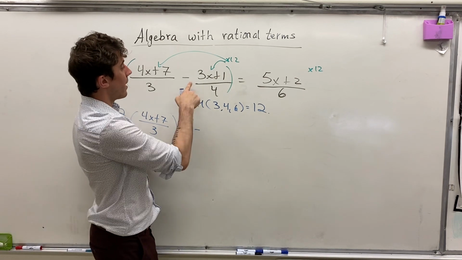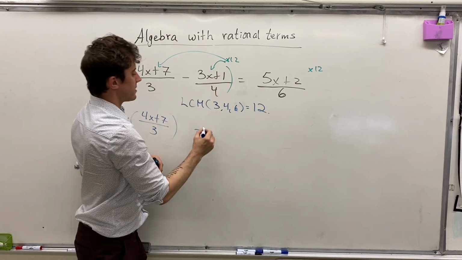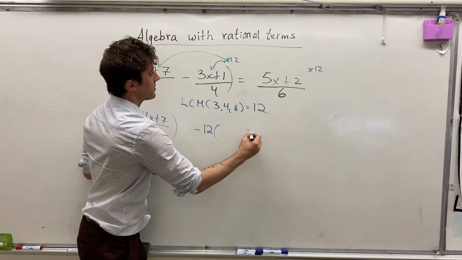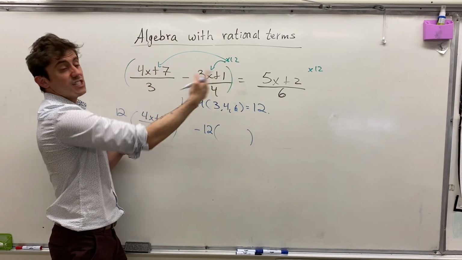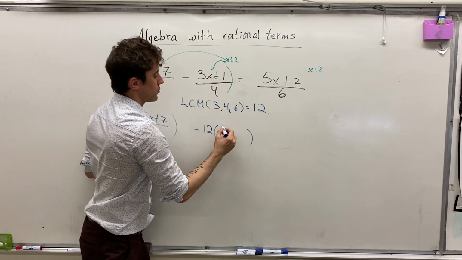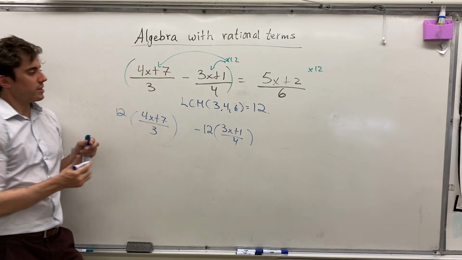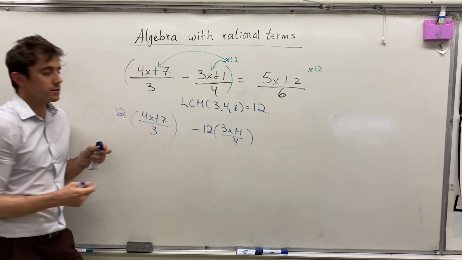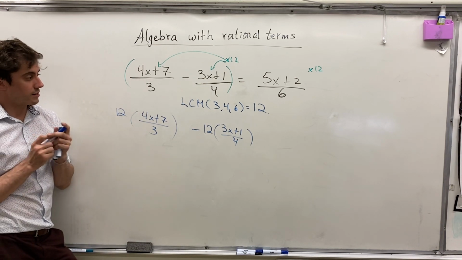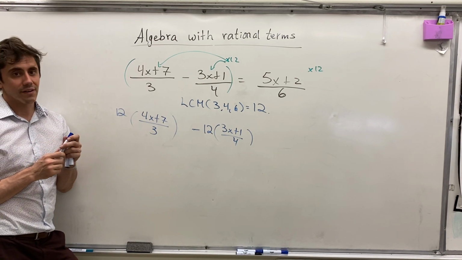And next we have minus that entire term, and so we'll have minus 12 times, because the 12 multiplies each term, right? So minus 12 times 3x plus 1, all over 4, okay? Make sure you don't forget your negatives. It's always easy to forget our subtraction and our negatives, so be very mindful of that.